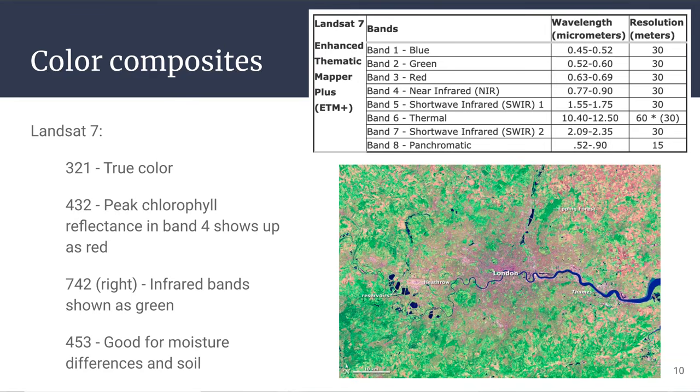453 is good for looking at moisture differences in soil. There are other combinations that are good for looking at urban areas or coastlines. It's fairly easy to find lists of these useful color composites online. Once again, it's important to note that these aren't universal values. If you're using a different multispectral sensor, including even Landsat 8, the numbering for each of these common composites will be different. True color will be 432 instead. Keep that in mind when you're doing the lab, because for this lab, we're using Landsat 8 data.